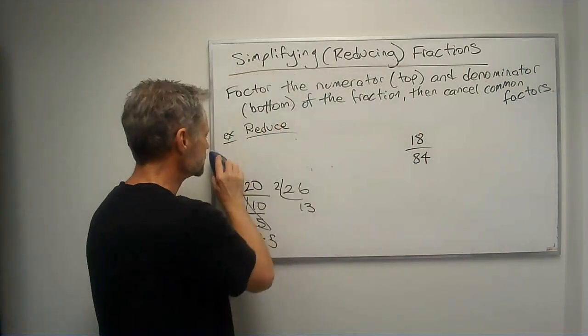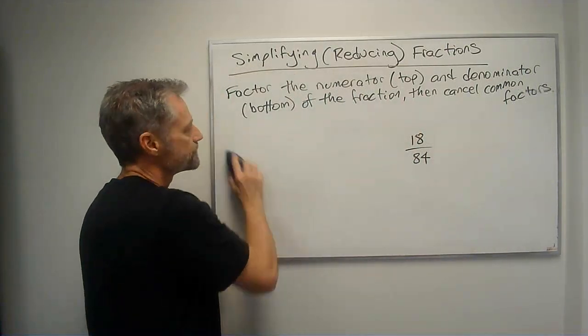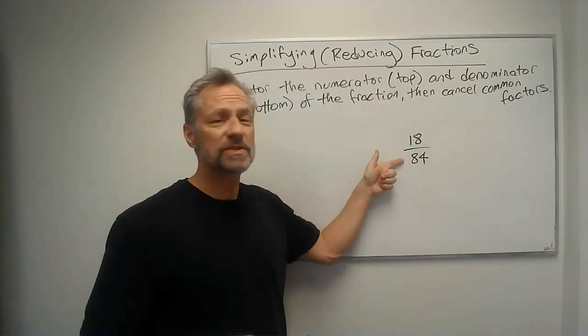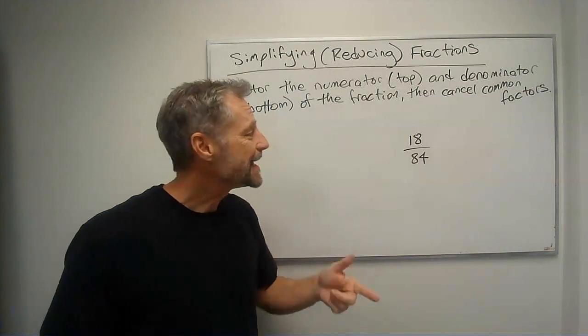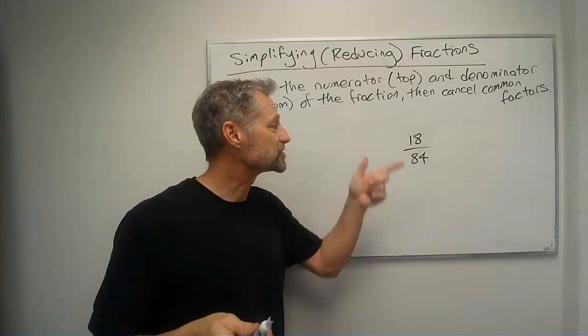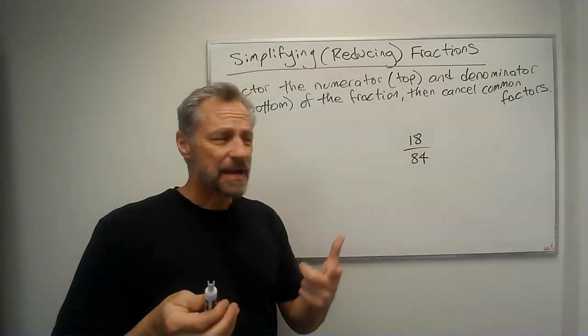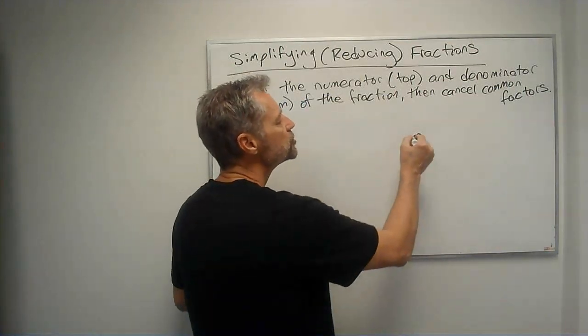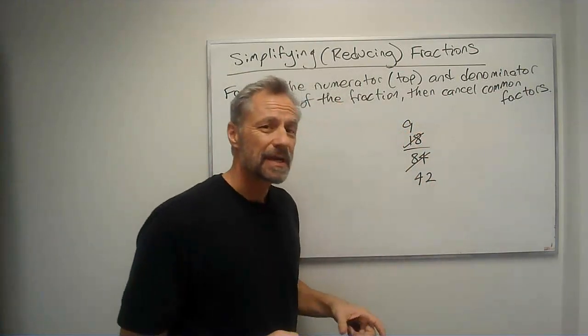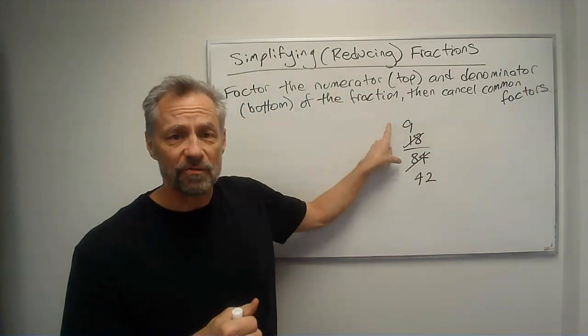So for instance, 18 over 84, I think, okay, what number goes into both of them? Oh, I know 2 does. And when I'm looking for a number that goes in, I don't even have to think of a prime number as long as it goes into both. But I do know 2 goes in there. 2 goes in here 9 times. 2 goes in there 42 times. Well, now I've already reduced it to 9 over 42.